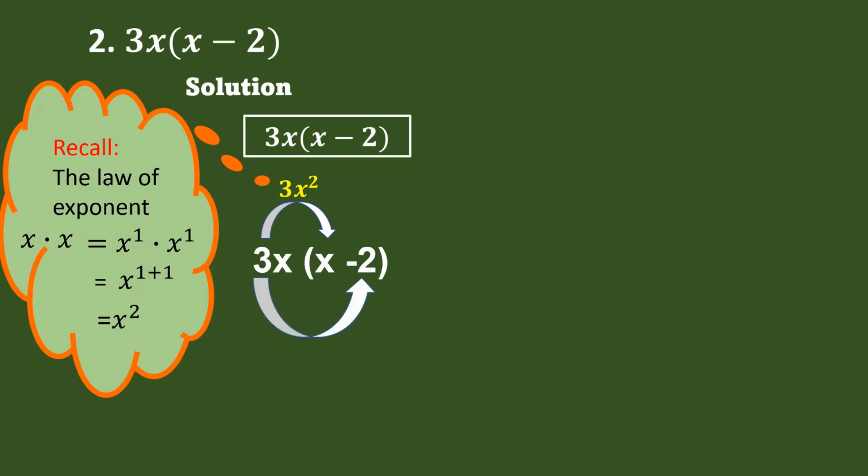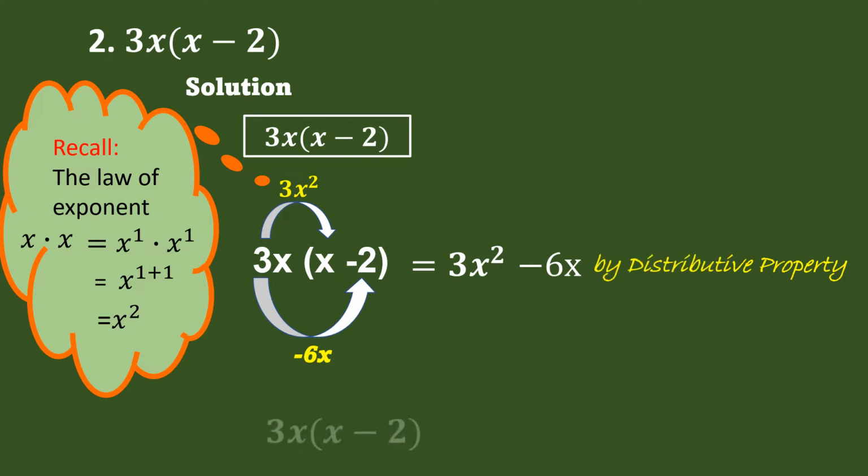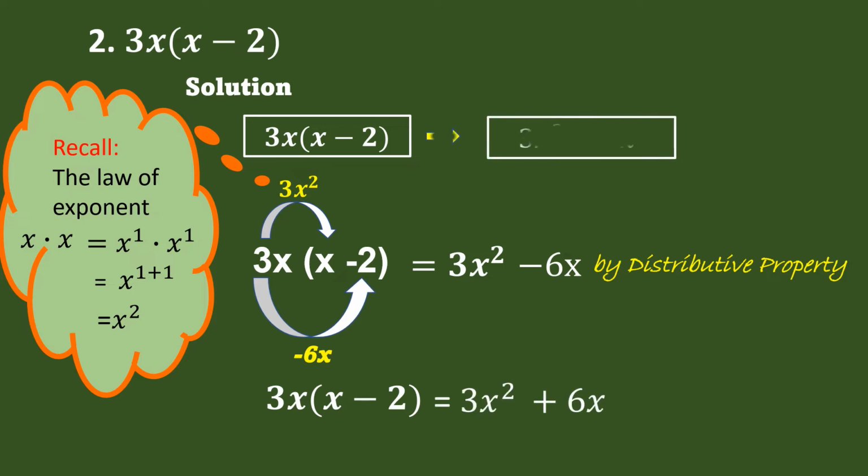We then multiply 3x to negative 2. Then we get negative 6x. 3x times quantity x minus 2 is equal to 3x squared minus 6x by distributive property. Therefore, 3x times quantity x minus 2 is equal to 3x squared minus 6x.